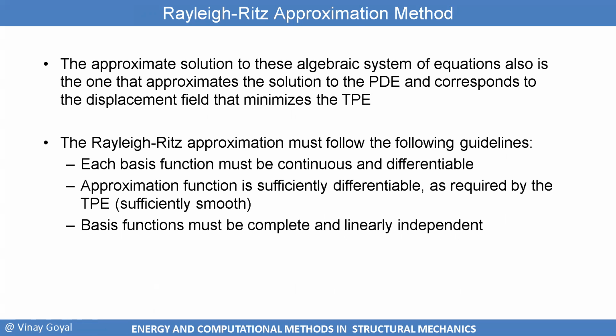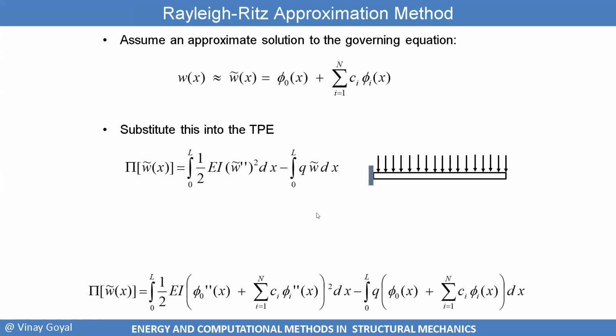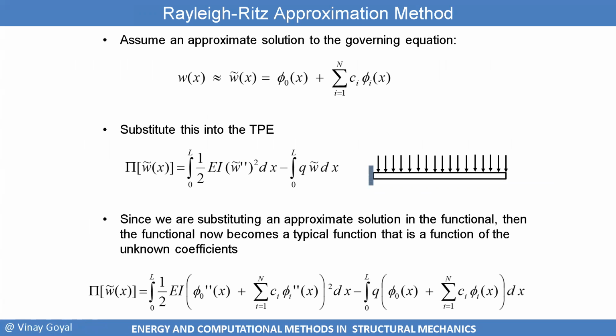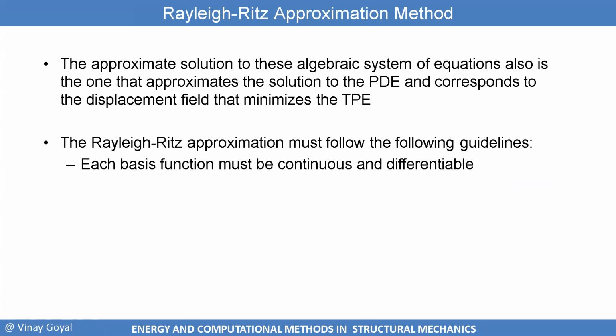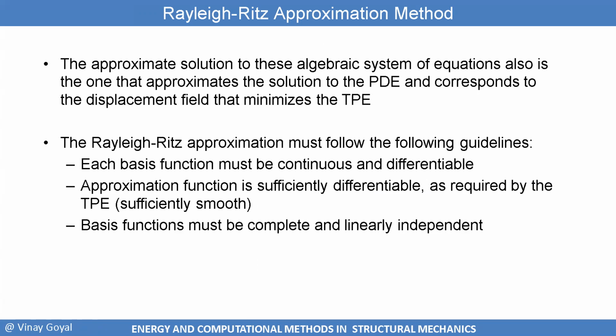Okay. We talked about how the Rayleigh Ritz approximation method needs to follow the following guidelines. Each of the basis functions has to be continuous and differentiable. It needs to be sufficiently differentiable. For example, I cannot use a linear function here because if I use a linear function, the second derivative of w will become zero, and you cannot have zero squared and then find the integral of that. That does not make sense. You will not be able to find the minimum. The approximate function has to be sufficiently differentiable. That means that the function has to be sufficiently smooth.